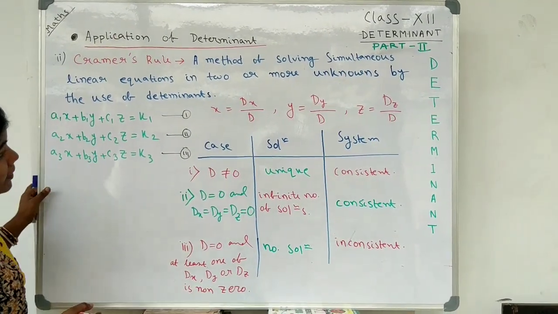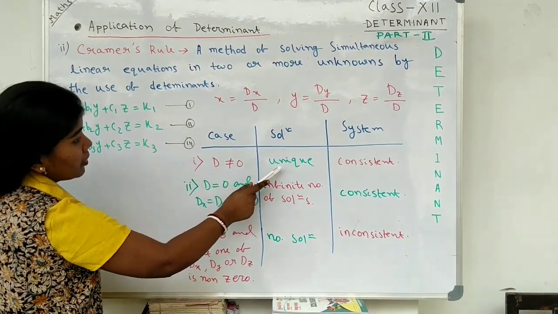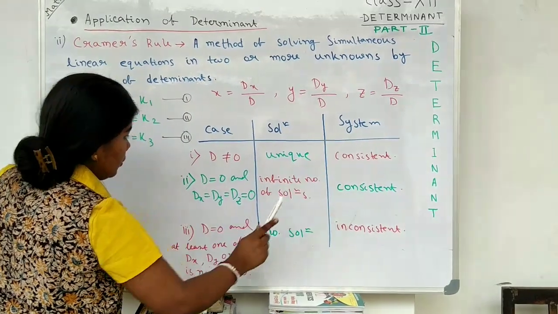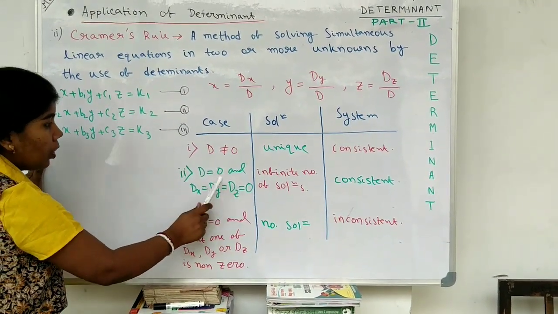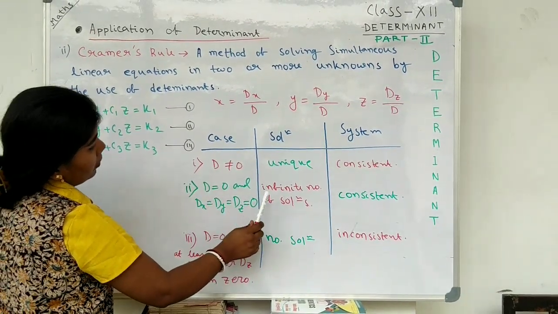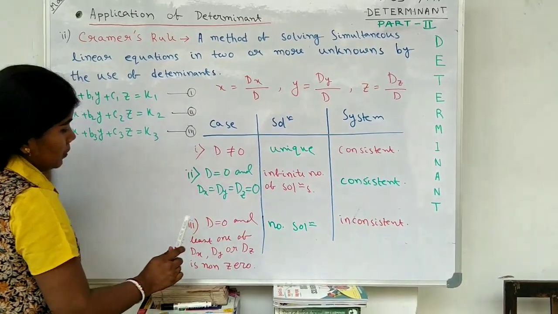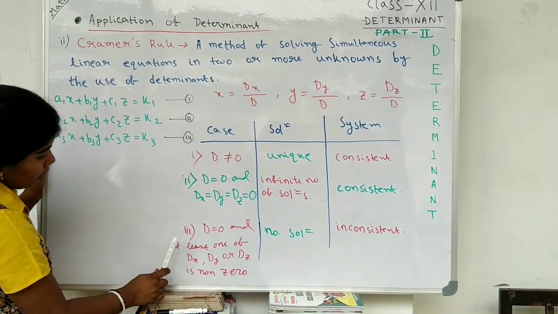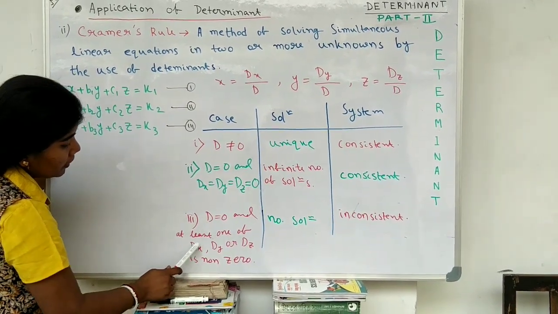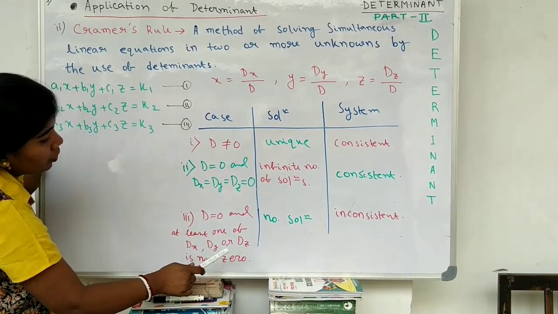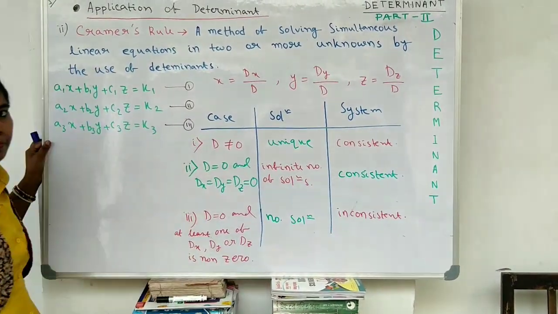So, we can make this table. When d is not equal to 0, the solution is unique and the system is consistent. When d equal to 0 and dx, dy, dz all are 0, then there are infinite number of solutions and the system is consistent. And the third option is when d equal to 0 and at least one of dx, dy or dz is non-zero, then there is no solution and the system is inconsistent.